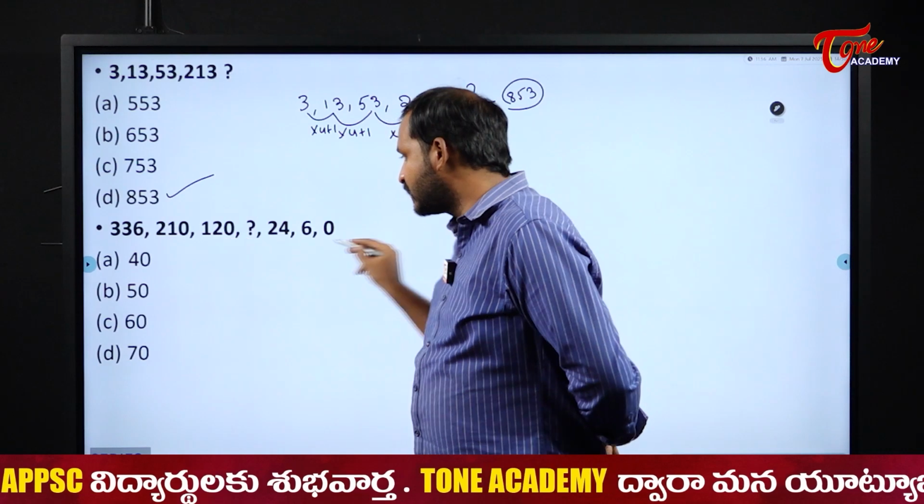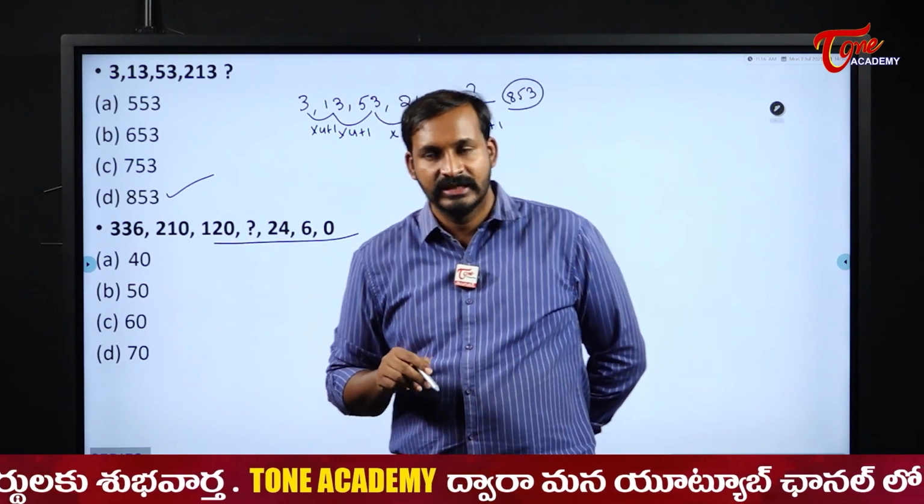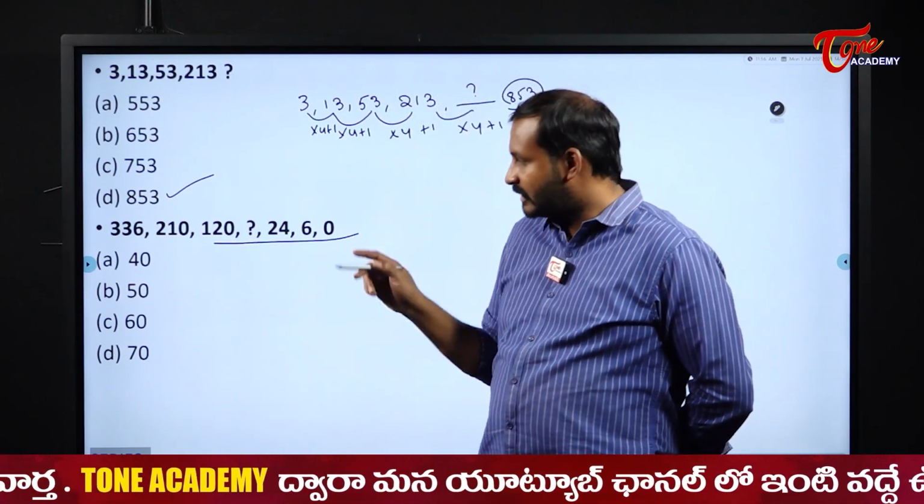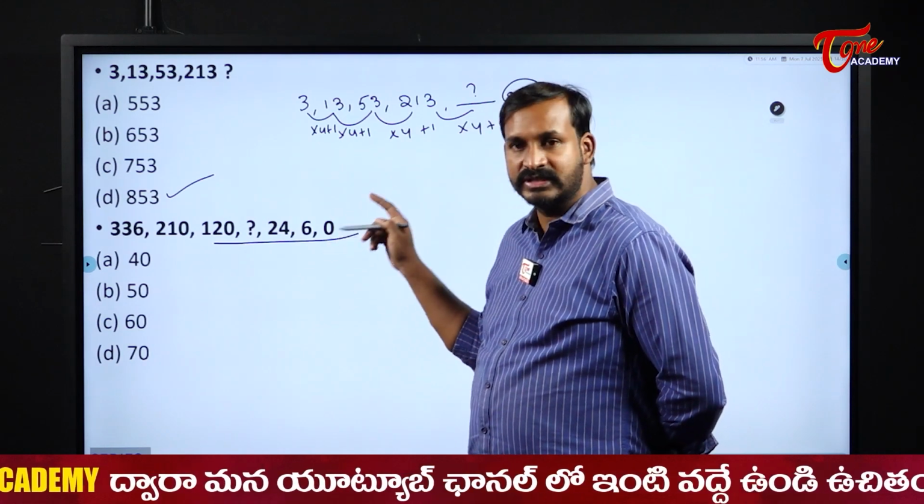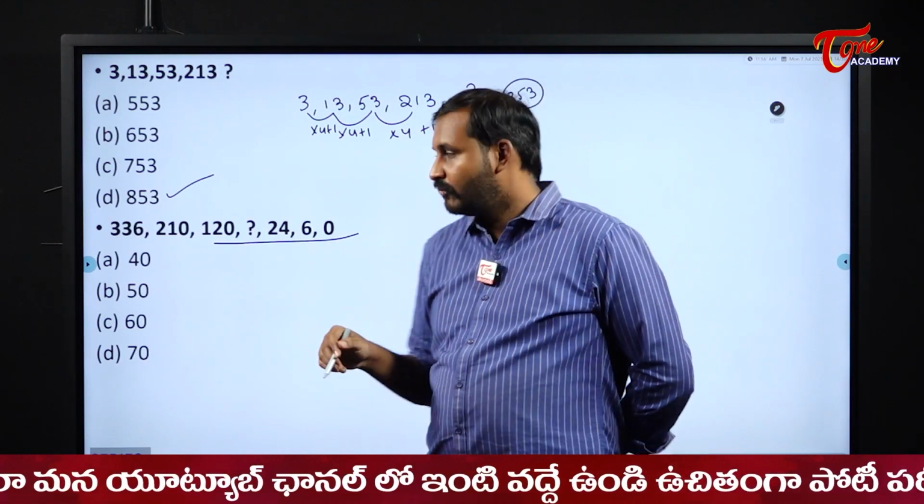Now please observe these numbers and try to get the answer, students. This one is also very, very important. 330, 210, 120, 24, 6 and 0. What is it?